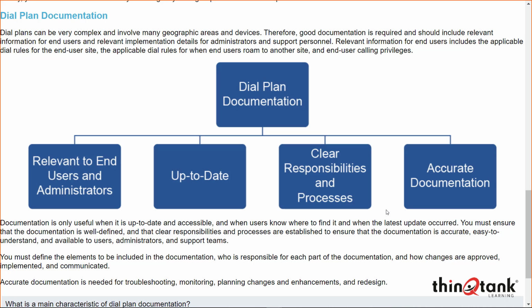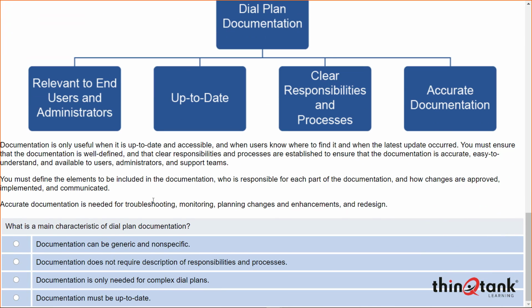That's why we spend so much time talking about the DOW plan in this particular class, all right? What is the main characteristic of DOW plan documentation? Documentation can be generic and non-specific. No, you'd want the opposite of that, obviously. Documentation does not require descriptions of responsibilities and processes. The big box at the top there that says clear responsibilities and processes would probably negate that one.